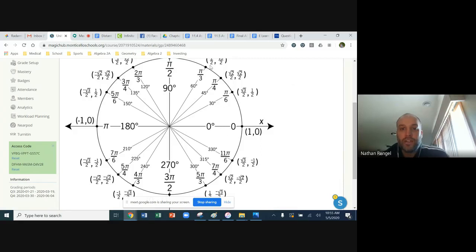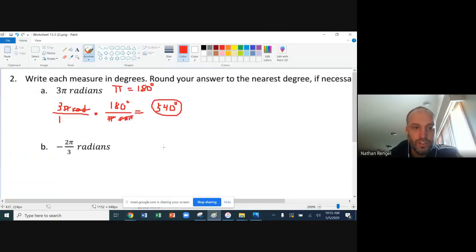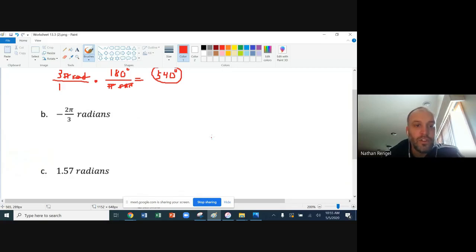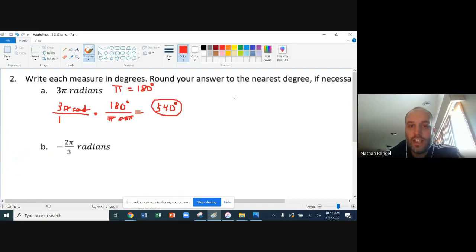That's also 3 pi, because 2 pi is one full lap to get to here, and another pi gets me to here. There's my 3 pi, gets me to that position. So 3 pi and 540 degrees are the same thing. Those would be equivalent. Negative 2 pi over 3 radians, we're going to convert that next.